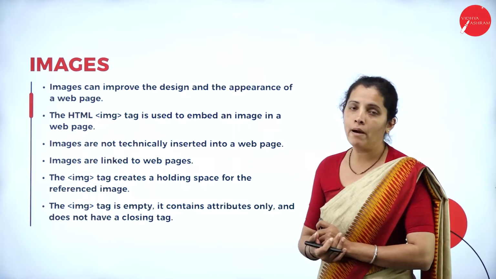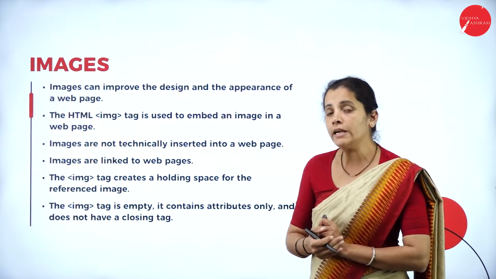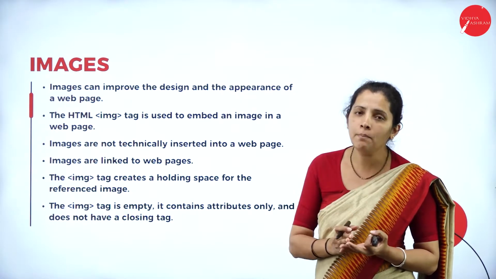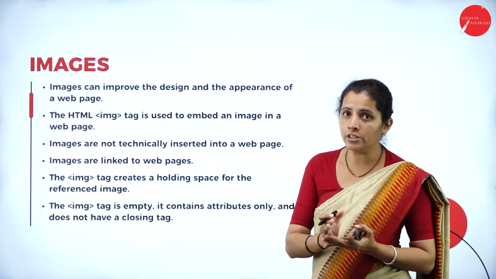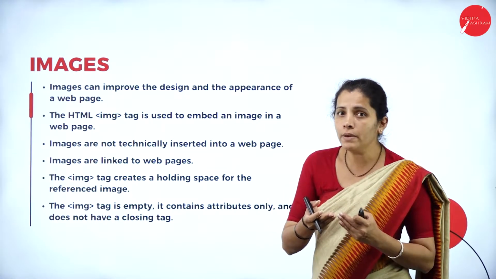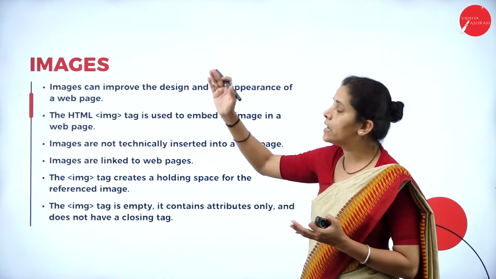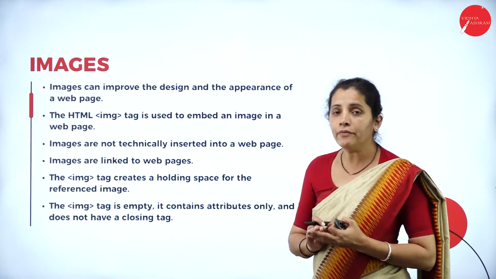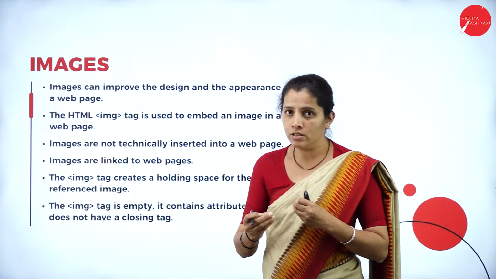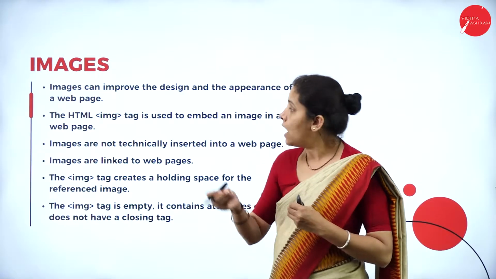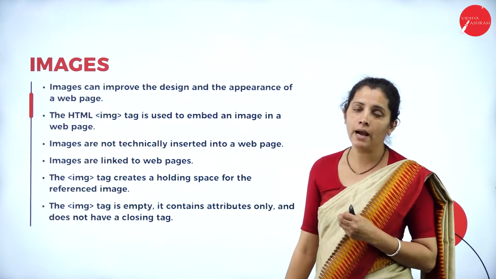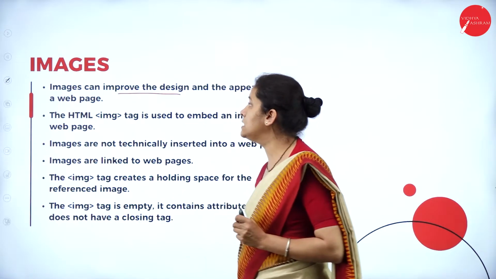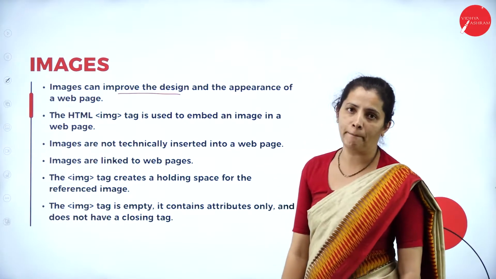So what is web? Web is nothing but a document. When I say it is a document, what are the things I can have? I can have text, I can have numbers, I can have images. Suppose if I want to insert an image, I want the image tag. Why do I want to include the image tag? If I want to make my web page attractive, then I must have images in my web page. Images can improve the design and appearance of the web page.